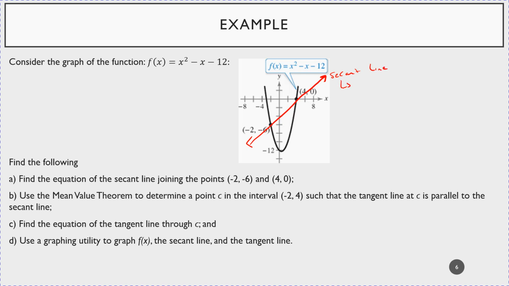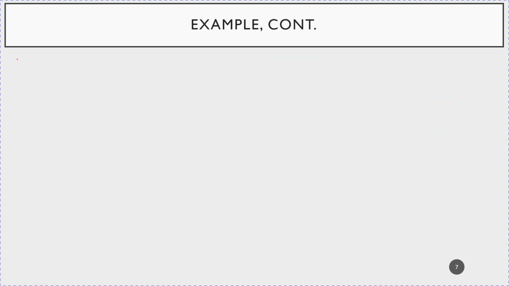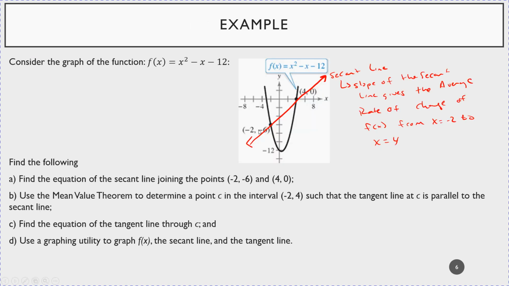I just want to note here what's really important: the slope of this line gives the average rate of change of our function from x is equal to -2 to x is equal to 4. So the first thing you're going to need to do is, we have our 2 points. Just to go back, our 2 points were -2, -6 and 4, 0.